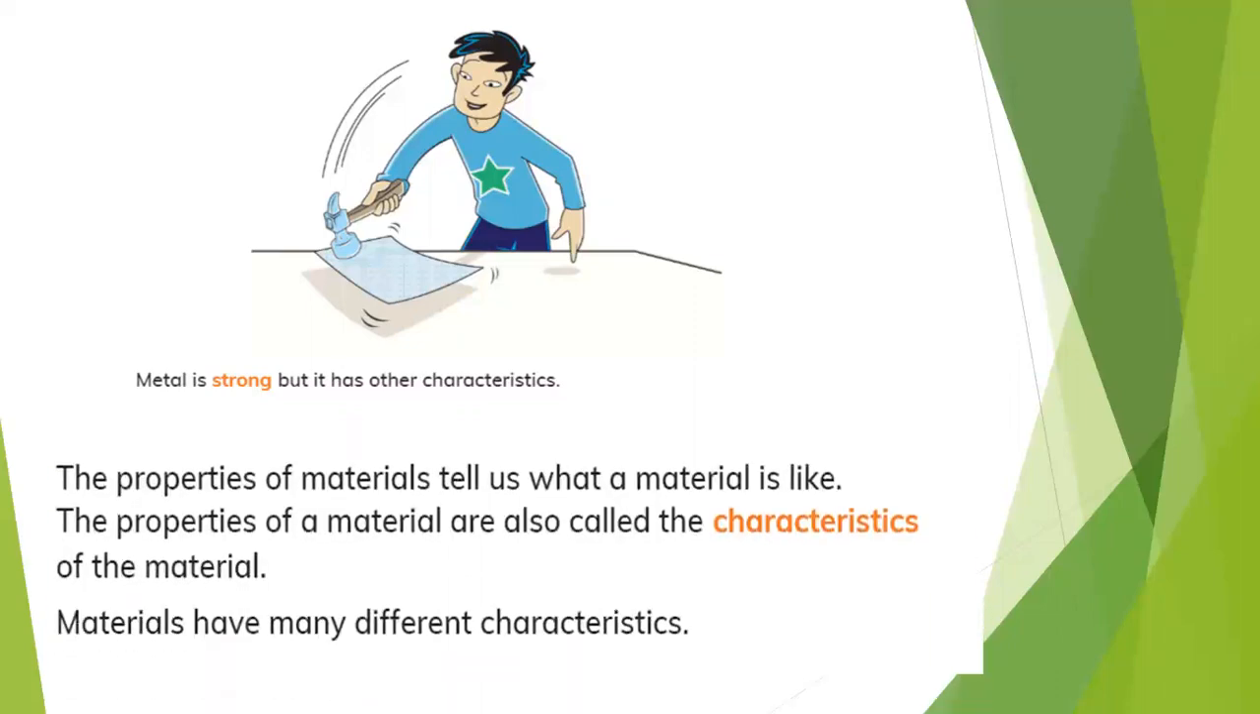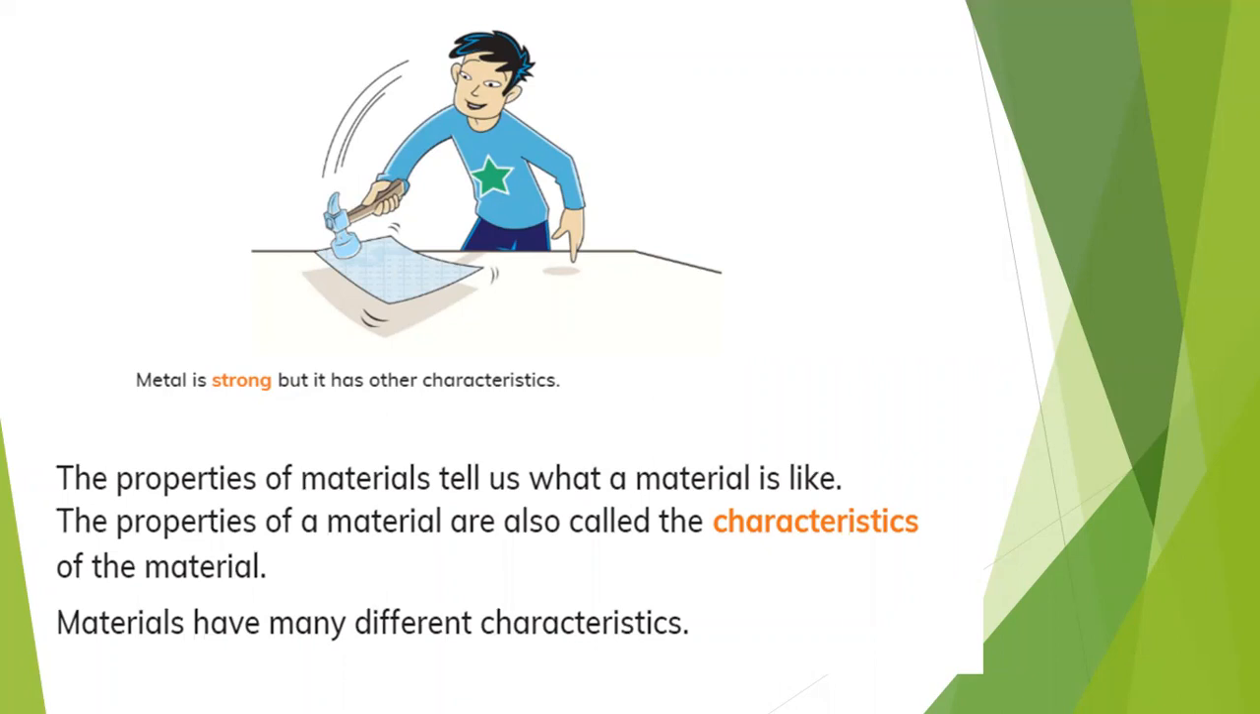Properties of materials tell us what a material is like. If we want to use materials, we are going to learn their properties first, and then we are going to use them to make anything. The properties of materials are also called the characteristics of materials. Materials have many different characteristics. So one material does not have only one property, it has different properties.